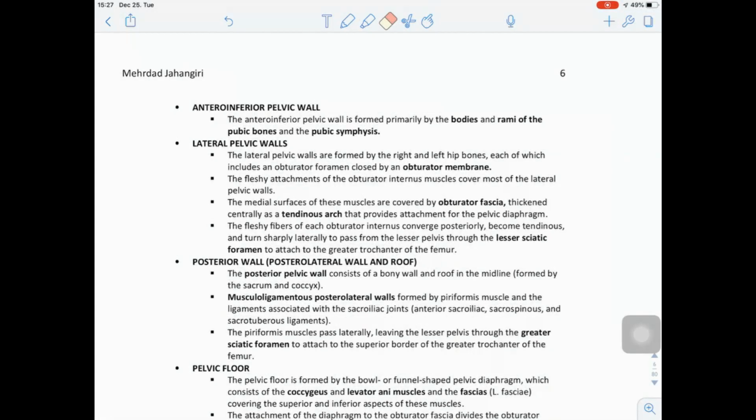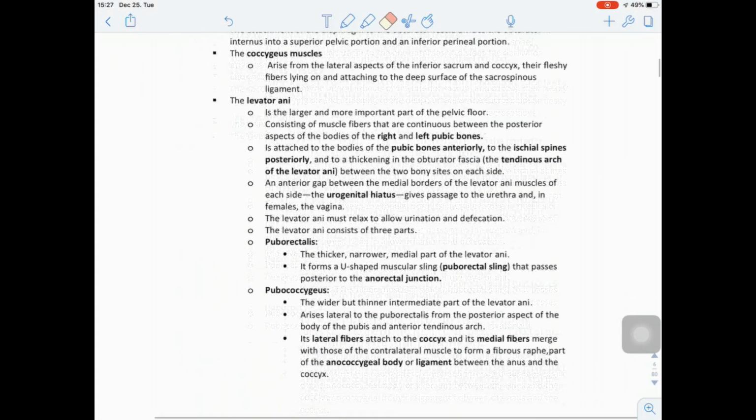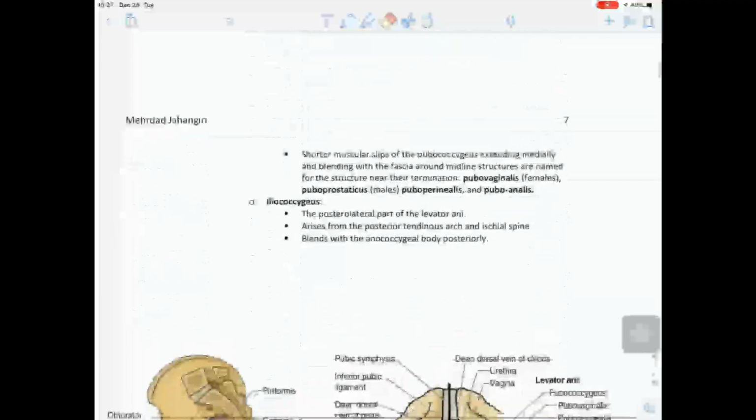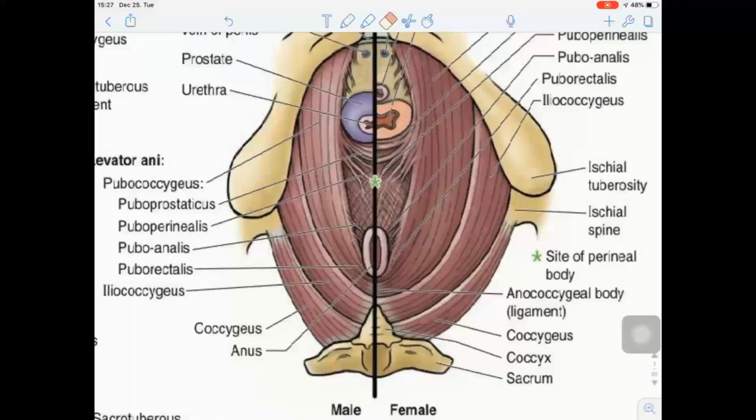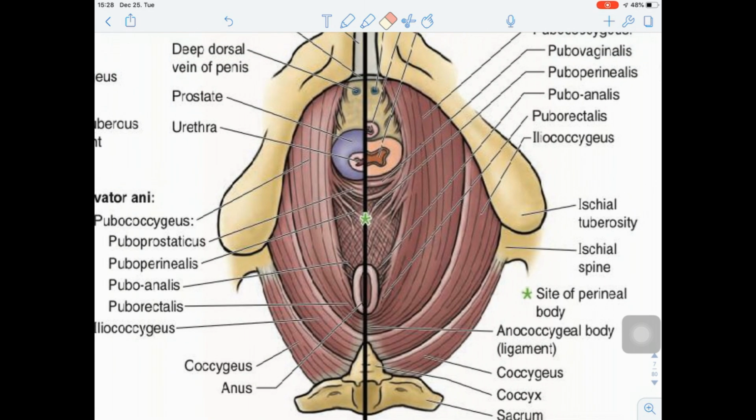All the walls of the pelvis, everything I said, is written here. Now, this picture is focused just on the pelvic diaphragm or pelvic floor. The most posterior muscle is the coccygeus, this guy over here. From the side of the coccyx and lower sacrum, it attaches to the ischial spine. This is an inferior view. So that's the coccygeus muscle. The rest is the levator ani muscle.